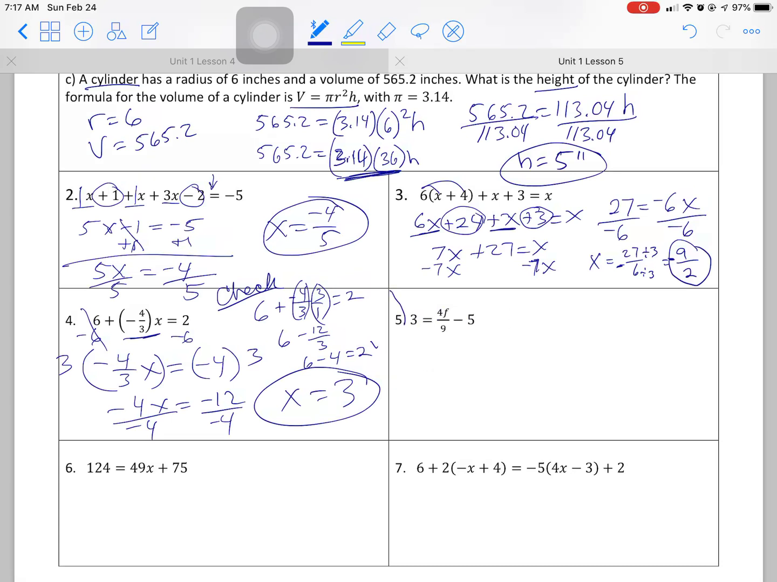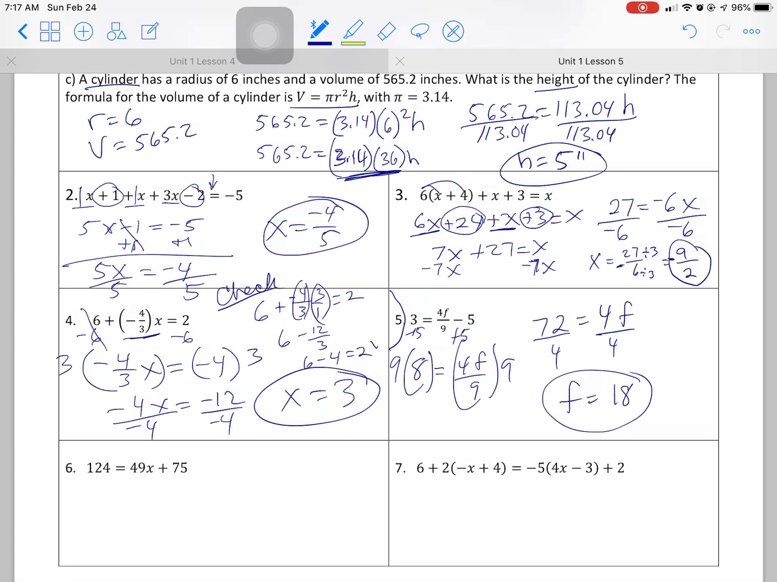Okay, this is number 5. So plus 5, plus 5. That gives me 8 equals 4f over 9. Multiply by 9. 72 equals 4f. Okay? Divide by 4, divide by 4. F equals 72 over 4. 72 divided by 4 is 18.